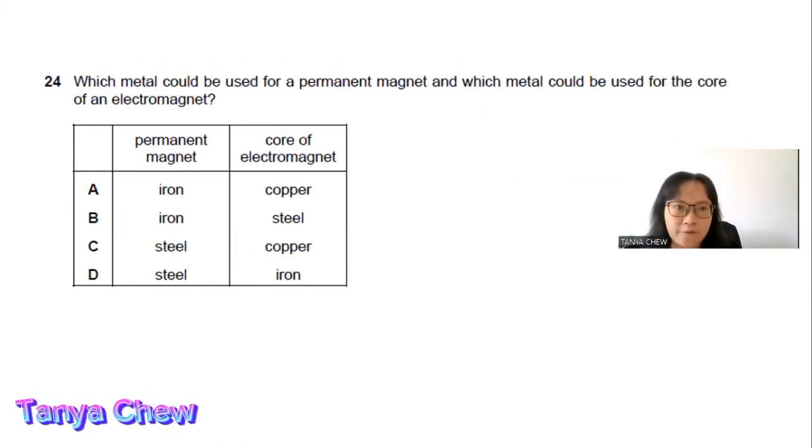Question number 24, which metal could be used for a permanent magnet and which metal could be used for the core of an electromagnet? For a permanent magnet, there's only one, which is steel. For the core of the electromagnet, you see the word electromagnet, this is a soft iron core, so D is the answer.